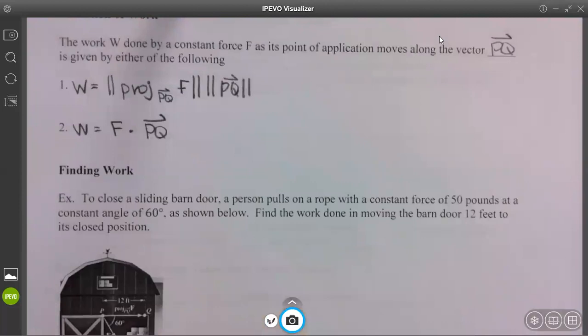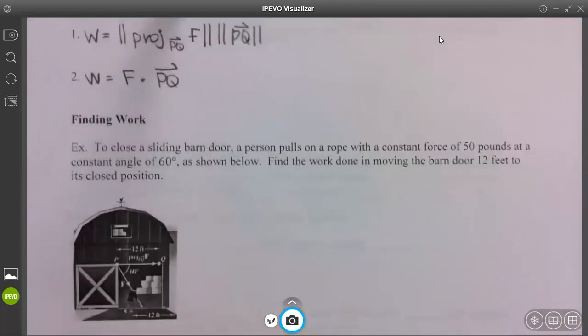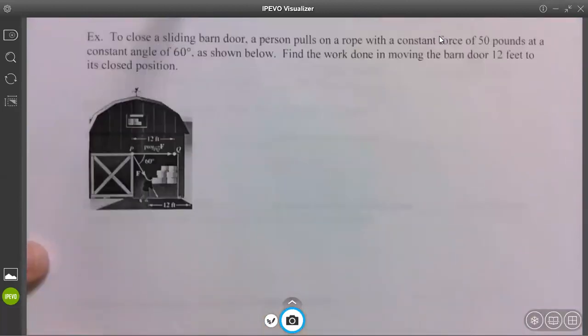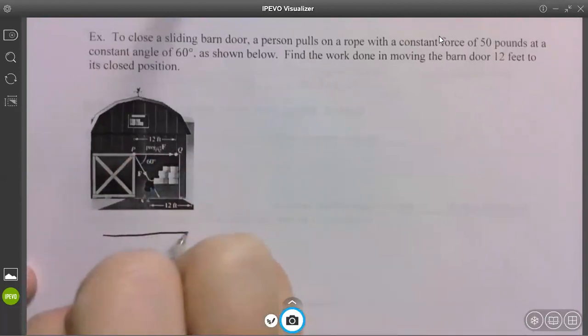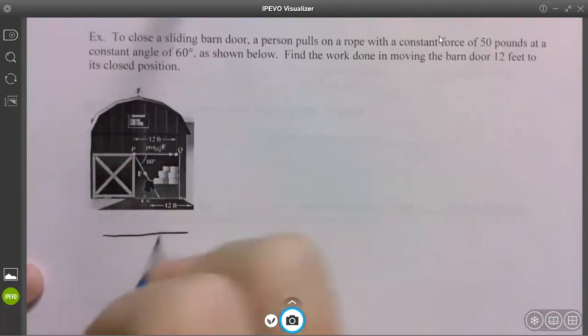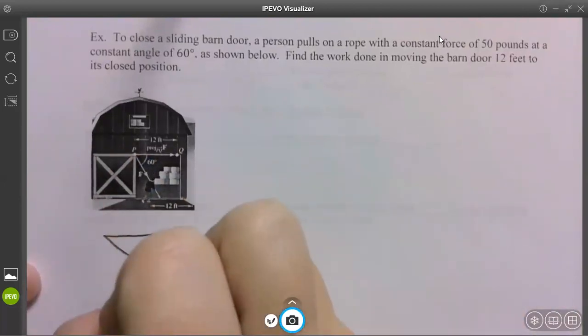All right. So finding work. To close a sliding barn door, a person pulls on a rope with a constant force of 50 pounds at a constant angle of 60 degrees as shown below. Find the work done in moving the barn door 12 feet to its closed position. So I'm going to redraw this for you for just a minute so that you guys can see that. Don't judge my drawing skills.